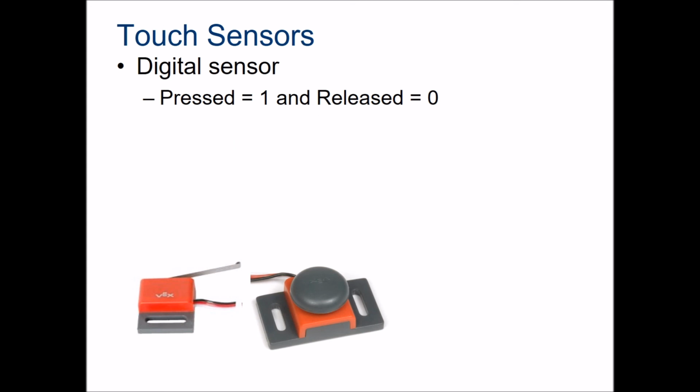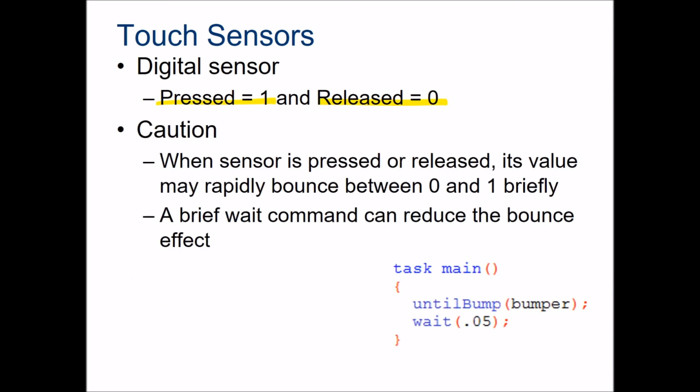For the sensors, if something is pressed, it's 1, and if it's released, it's 0. Hopefully you've already seen that. Do make sure that there may be some bounce when you press a button. What's common to do and what might be helpful is to write a brief wait command to reduce that bounce effect. So what this means is that the program here will look for a bumper switch to be pushed. And then instead of immediately waiting for it to be pushed again, which it might sense as the bumper button is being released, it's going to wait 0.05 of a second before it starts looking for the bumper to be pressed again.